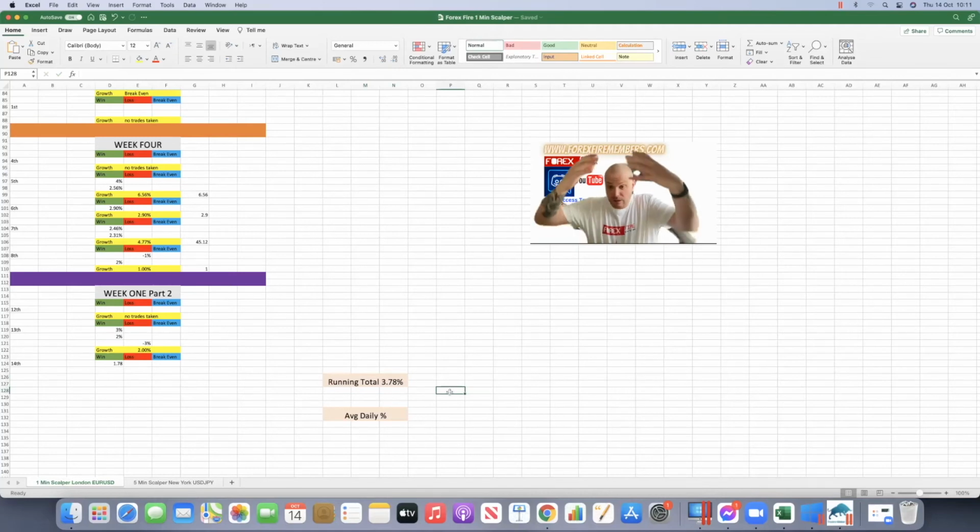And again, let's take a step back. Let's have a look at what 3.78% could mean. 2 days worth of trading, okay, 3.78. It's more or less halfway towards attaining a pass with either FTMO, My Forex Funds, or whatever prop firm that you're using. So again, I'm happy with that.